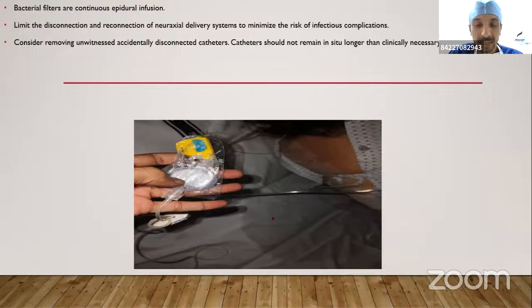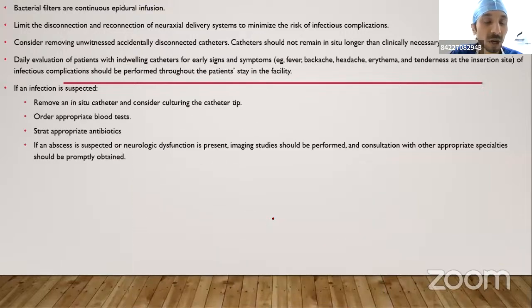So it is very important to take routine rounds and follow up our patients regularly in whom indwelling catheters or peripheral nerve block catheters are placed, and also to monitor for signs and symptoms of any infection that they are present. If you suspect any infection, then remove the in situ catheter and consider sending the tip for culture. Use appropriate blood test, antibiotics, and if there is an abscess which is suspected or any neurologic dysfunction is suspected, then proper imaging studies should happen, and the subsequent subspecialties should be involved.